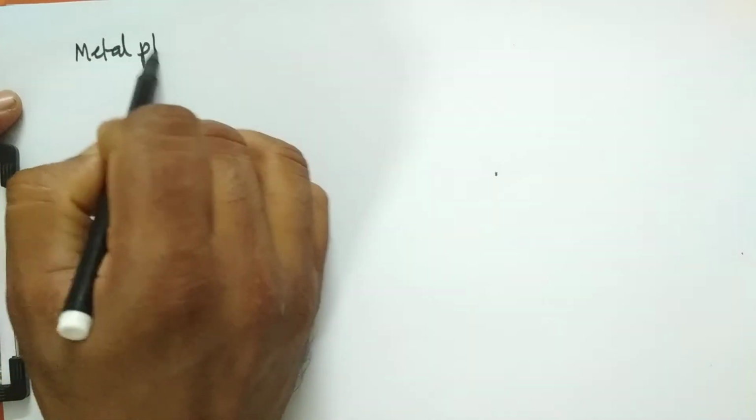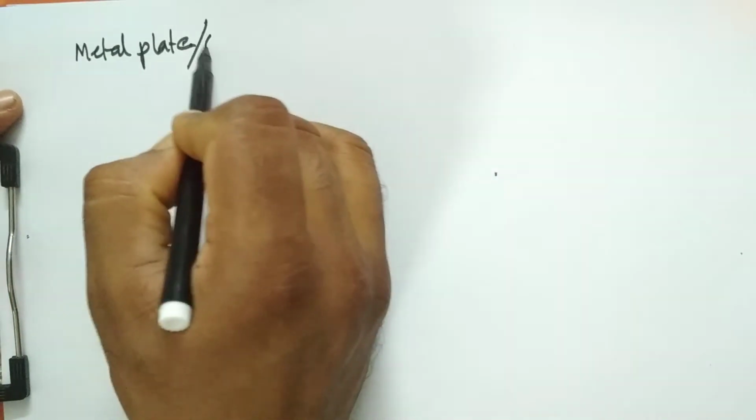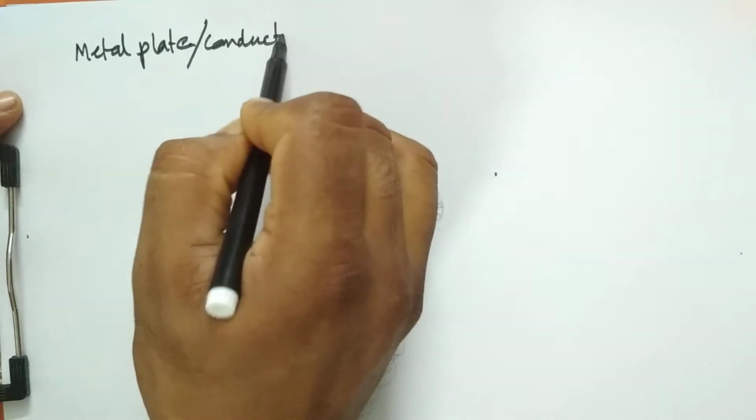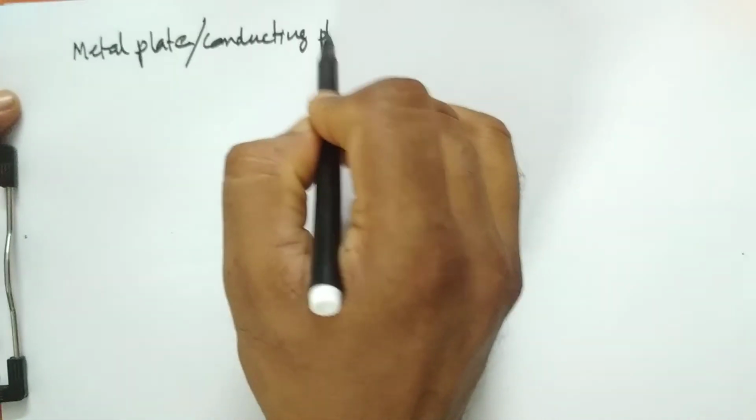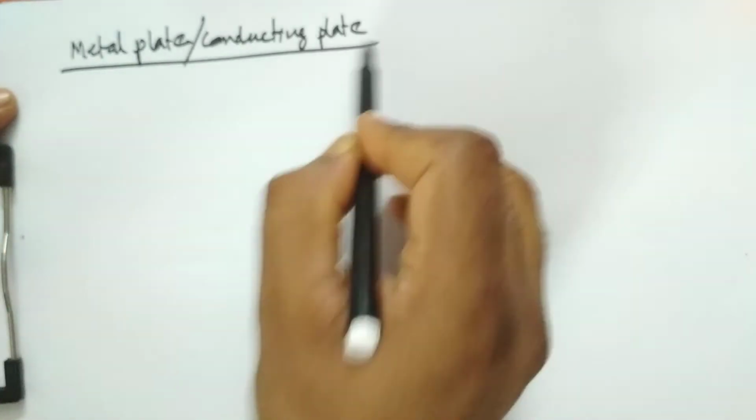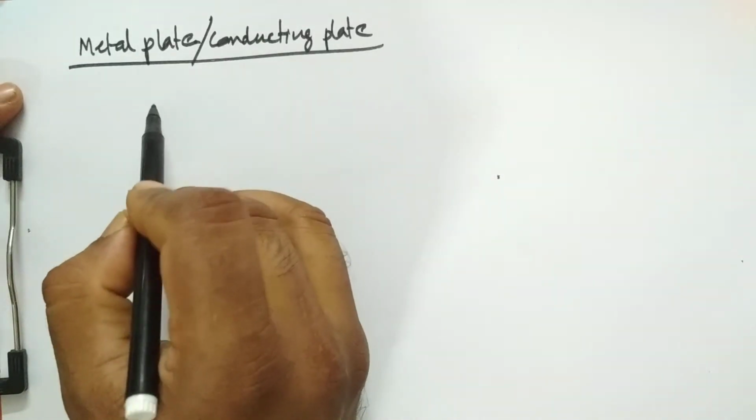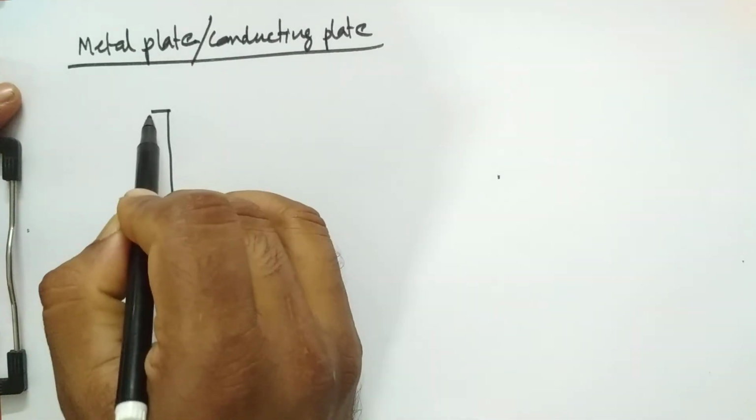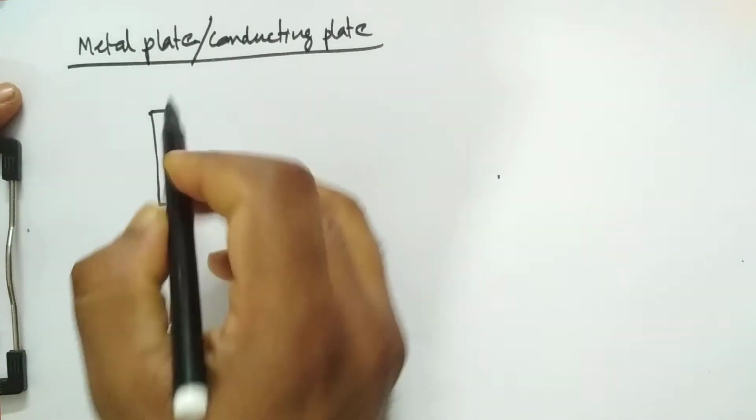Similarly, if you consider a metal surface, or conducting plate, metal plate, or conducting plate. When you use a conducting plate, automatically charge will appear on both the surfaces.